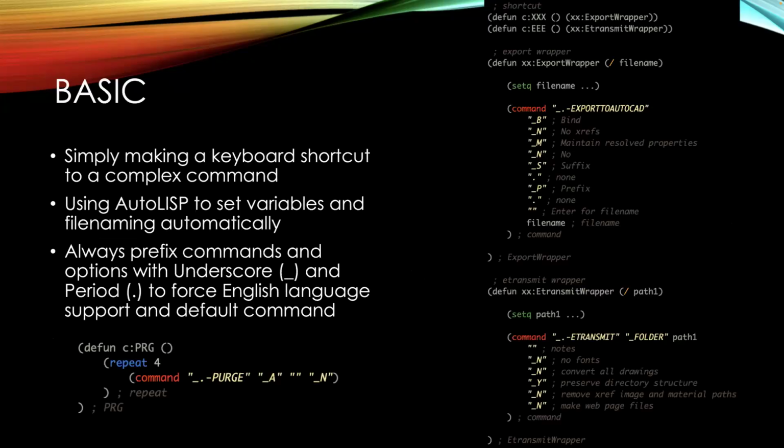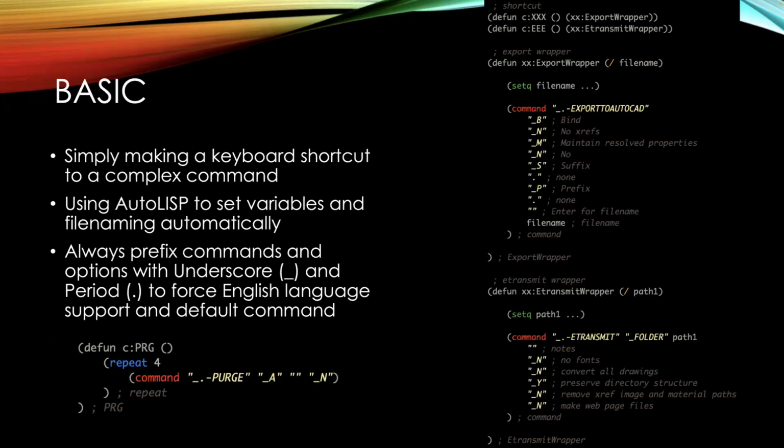We'll start with the most basic, and that is just simply making a keyboard shortcut to fire a complex command. That's it, right? So we can use AutoLISP to do anything from setting variables automatically to help with that, because that might be the only kind of moving part in this equation.